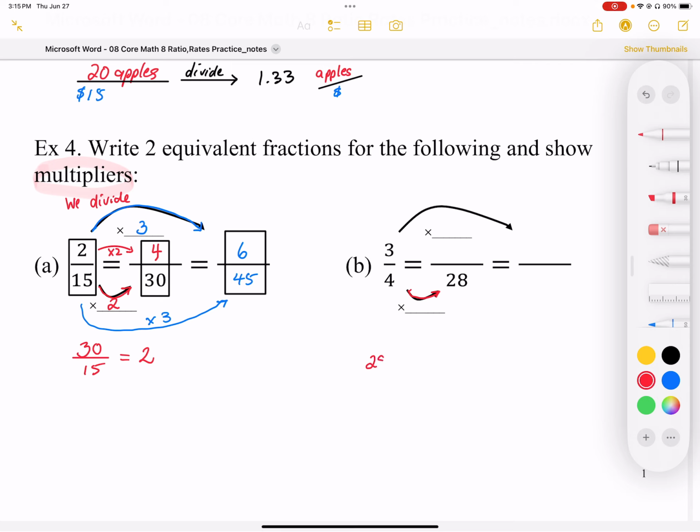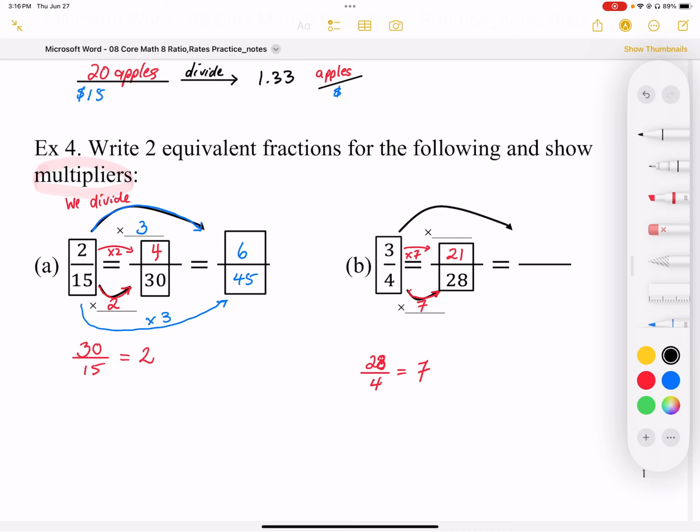To find this equivalent fraction, I'm going to do 28 divided by 4. That gives me a multiplier of times by 7. So I'm going to times 7 on the bottom. That means to get the numerator, I need to also times by 7. So 4 times 7 is 28. 3 times 7 gives me the numerator 21. That means that 3 divided by 4 is the same as 21 divided by 28. They are equivalent fractions.